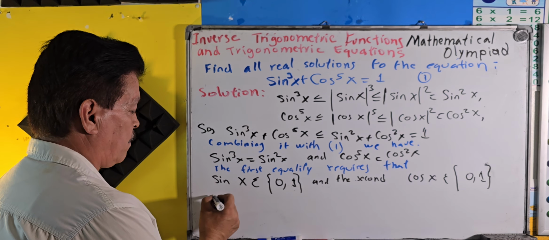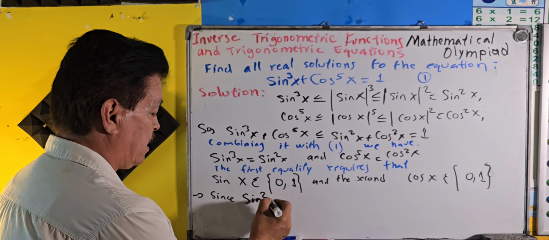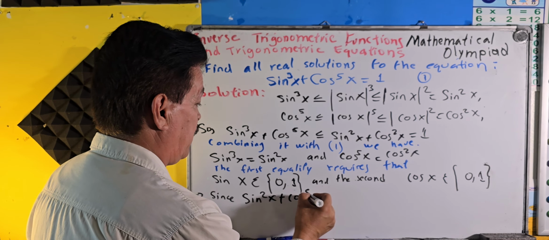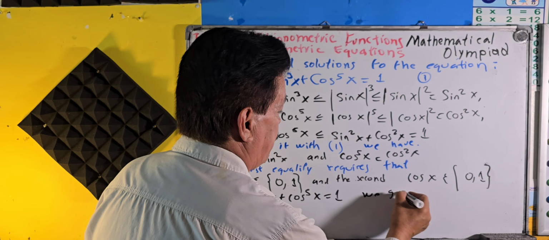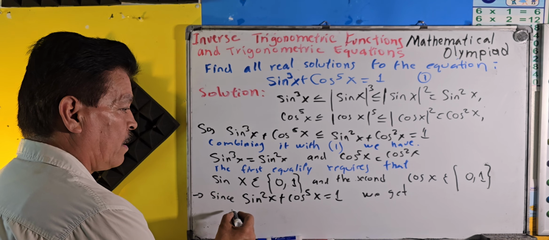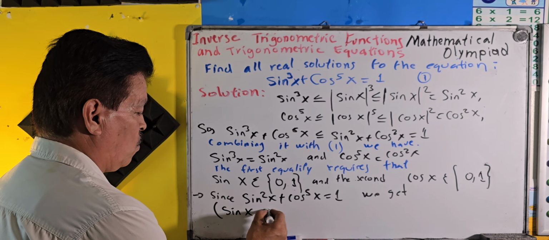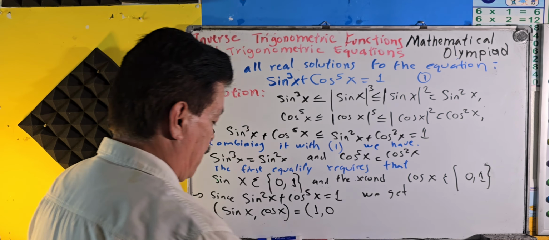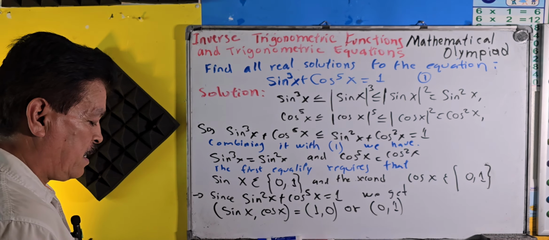Since sine to the second power x plus cosine to the fifth power x equals 1, I mean this equation, we get it here: (sine x, cosine x) equals (1, 0) or (0, 1). All right.